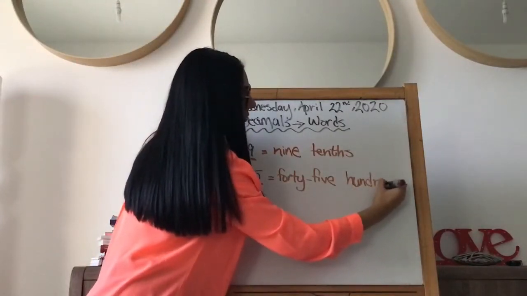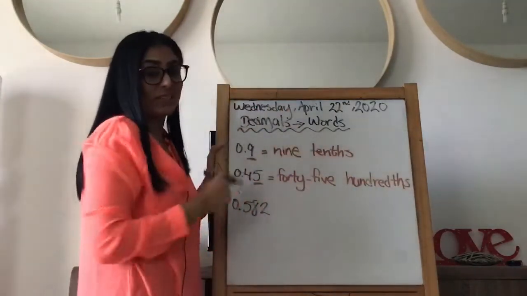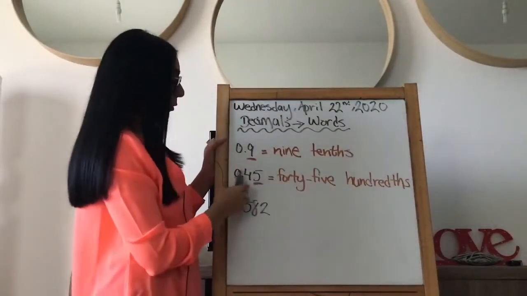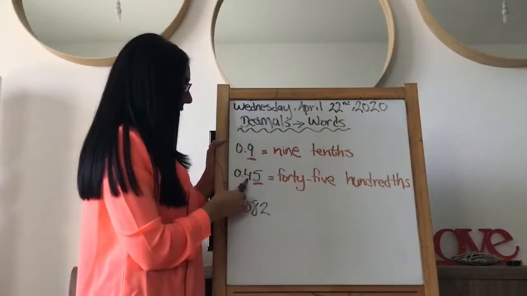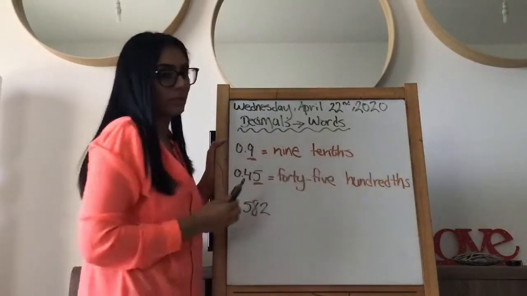Make sure you're spelling it right. Hundredths. Not 100, because that would mean it's on the left side of the decimal. We want hundredths on the right side of the decimal. Now, it's not 45 tenths, because that would be this, right? We want the last digit. What is the place value of the last digit, which is hundredths?